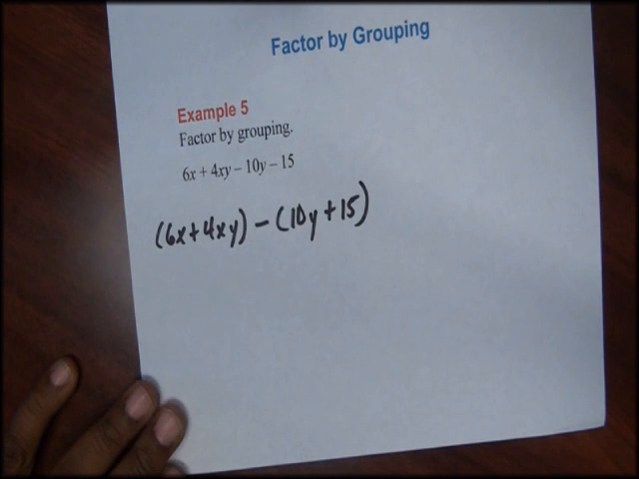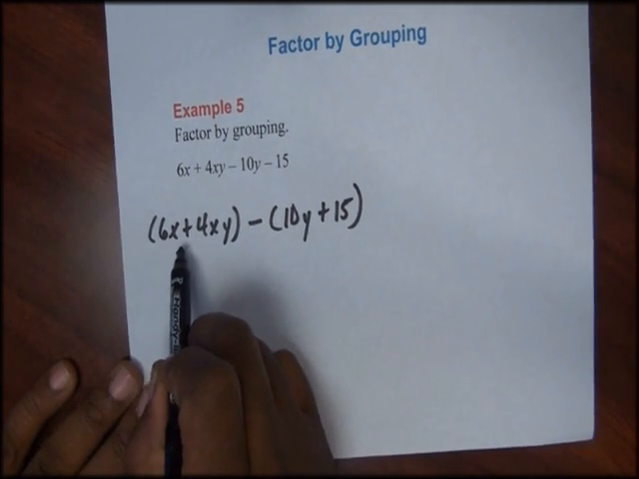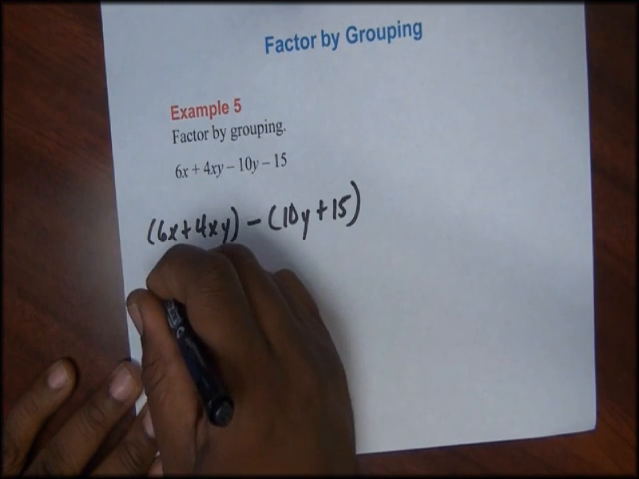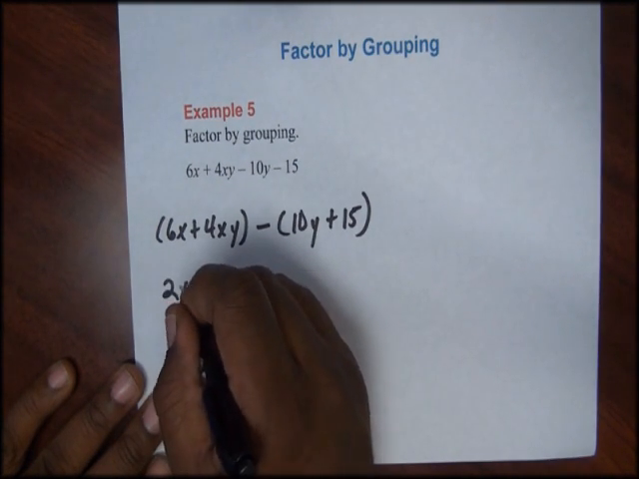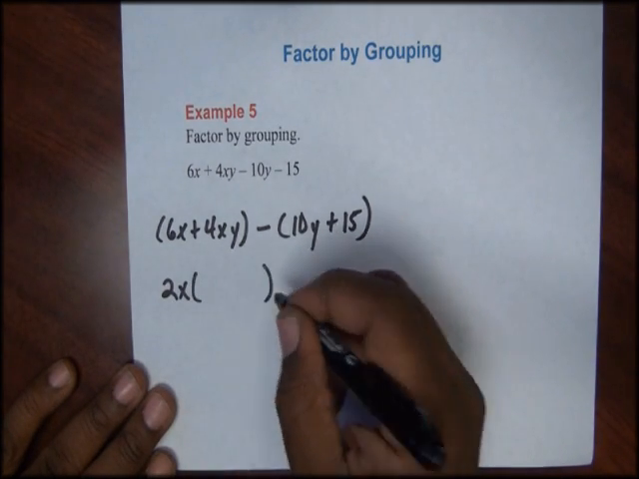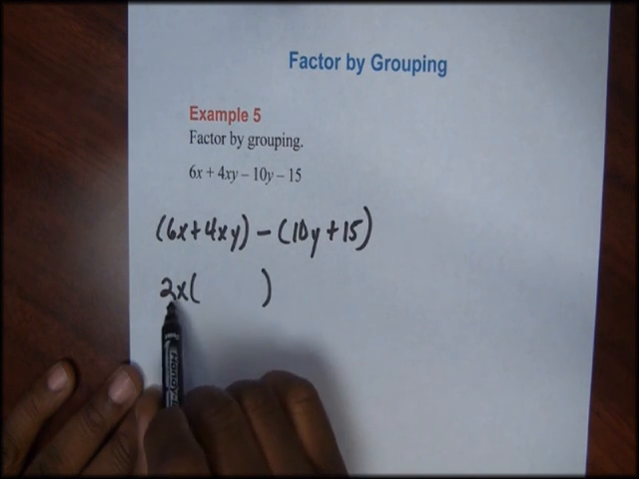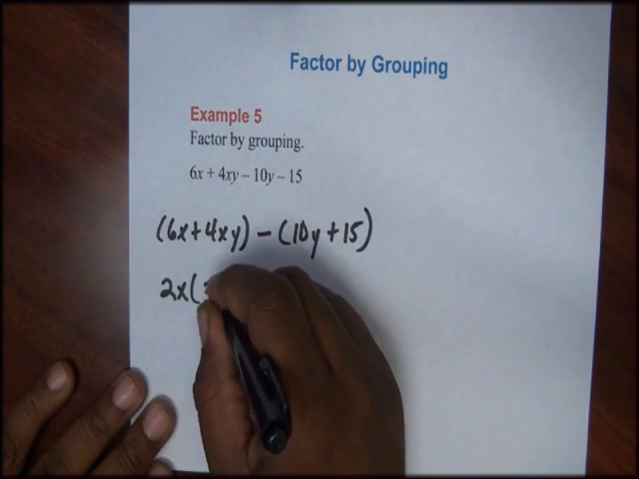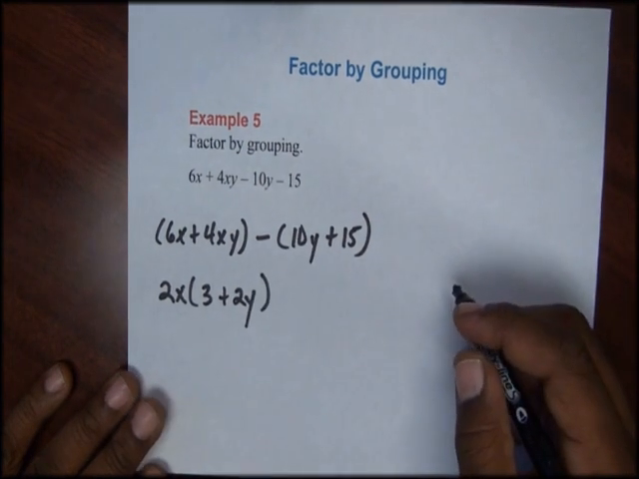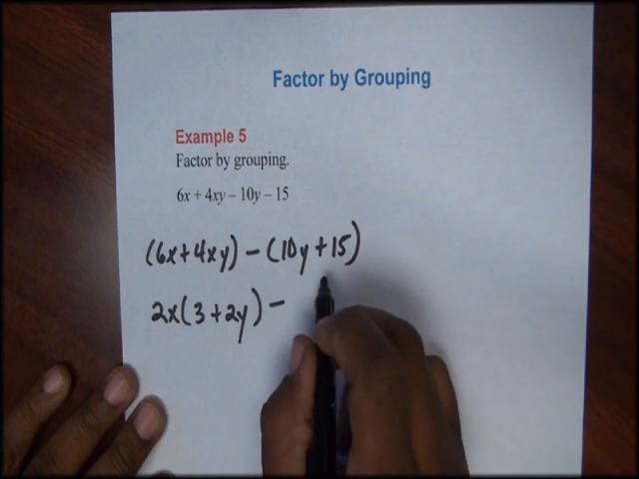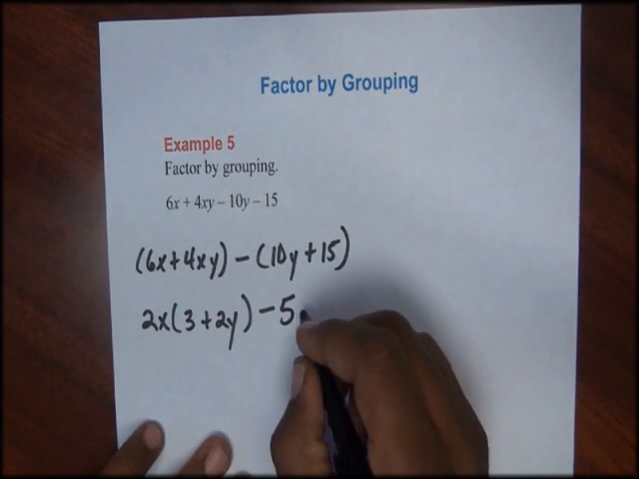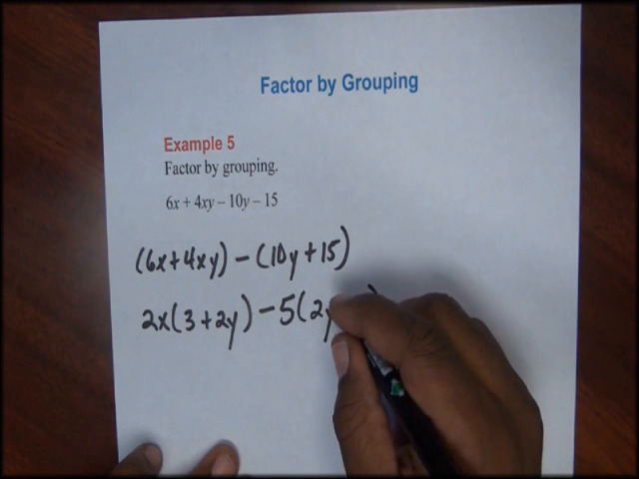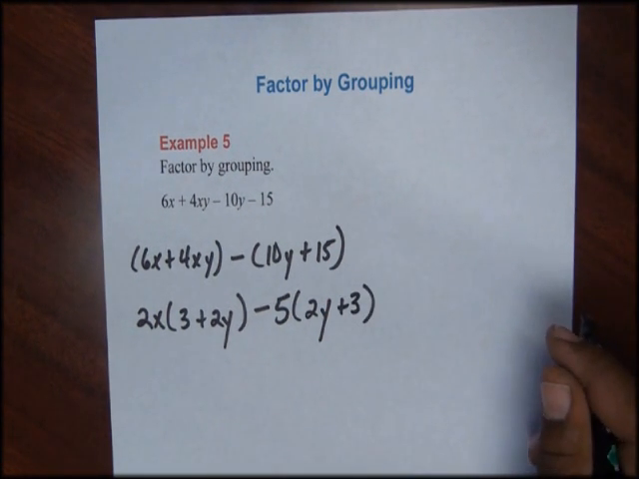Now we'll factor out the greatest common factor for each group. The greatest common factor between 6x and 4xy: the greatest common factor between 6 and 4 is 2. There's an x to the first power that's common to both, so we'll factor that out. Now we'll determine what's left in the innermost parentheses. So 2x times 3 gives us 6x, and 2x times 2y gives us 4xy. I'll factor out a 5, which is the greatest common factor for our second group. 5 times 2y gives us 10y, and 5 times 3 gives us 15.